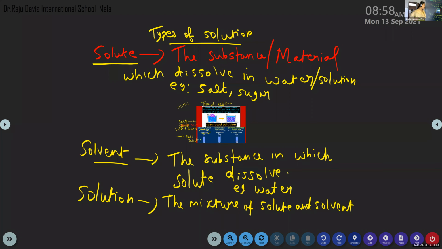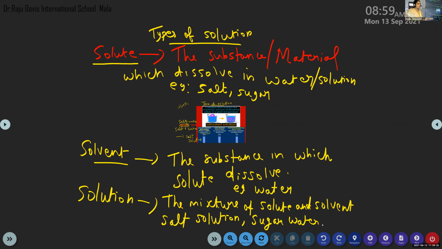The mixture of solute and solvent is known as a solution. We have salt solution, sea water. Sea water is a solution of salt. Sugar water, glucose water, juice, lemon juice, orange juice. Then Coca-Cola, 7 Up, all cool drinks we can make. So I think this is completed.